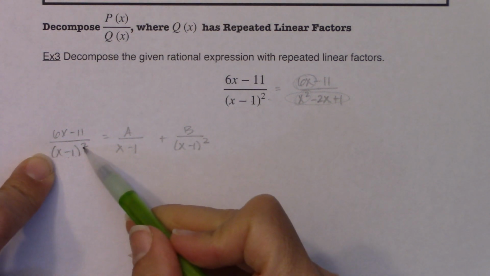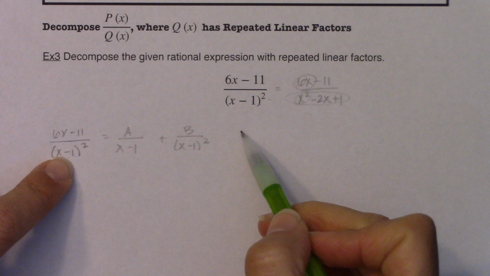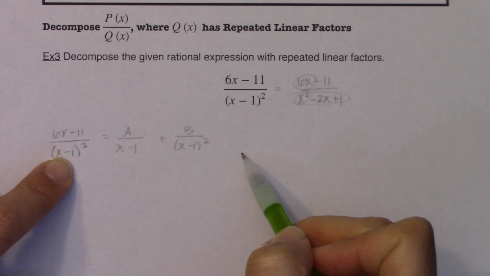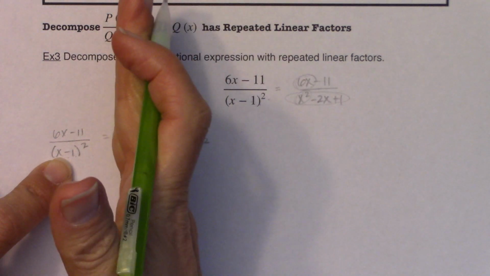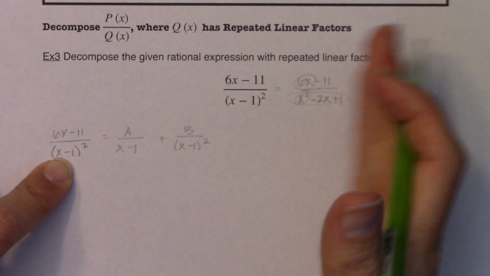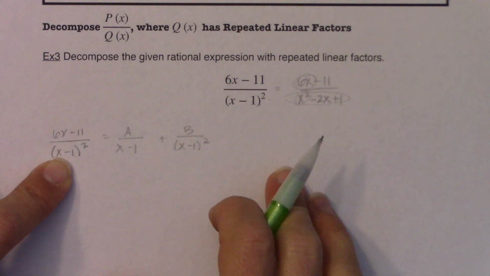And if this had been cubed, I know it's not, but if this had been cubed, I would have had C over (x - 1) cubed, right? If this had been to the fourth, I would have added a D over (x - 1) to the fourth. So you add a fraction for each power of your repeated linear factor.